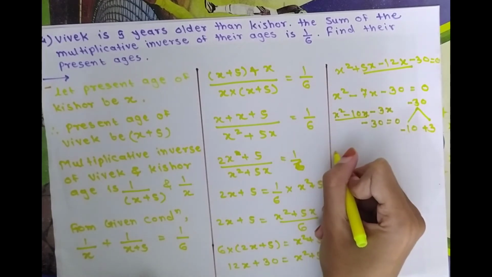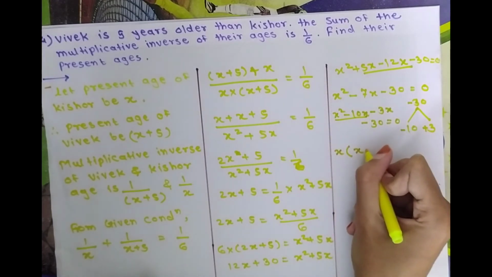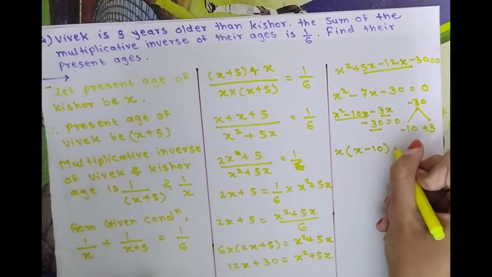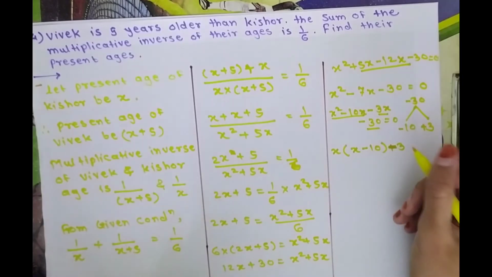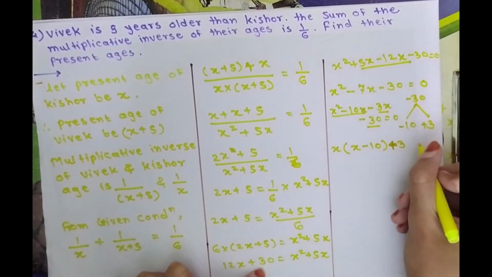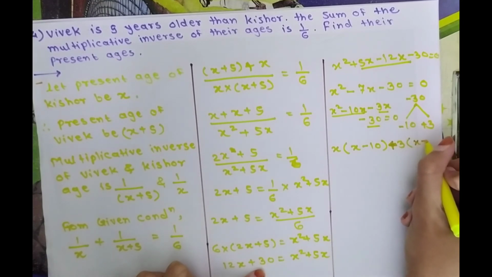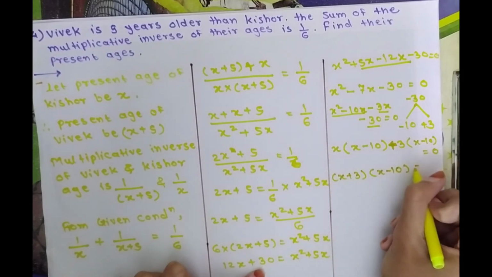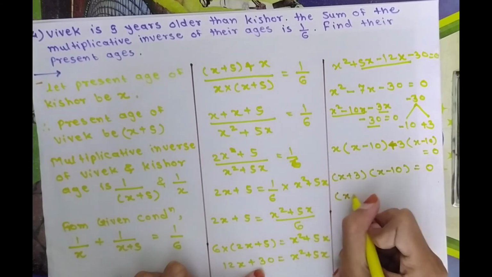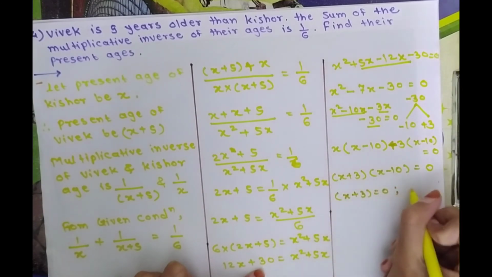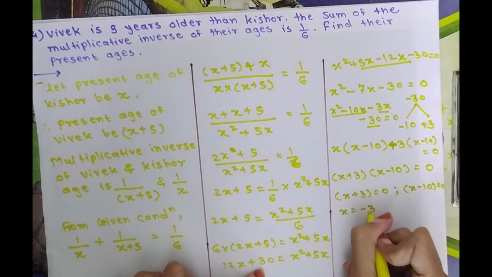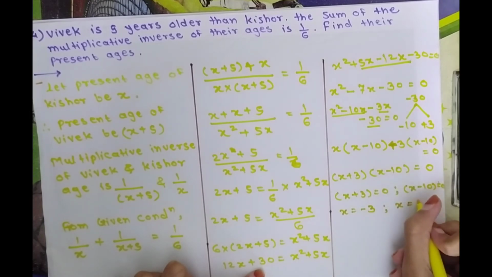From these two what common is? x is common and x minus 10. And from these two 3 is common. Plus 3 is common. Then x minus 10 is equal to 0. So x plus 3 and x minus 10 is equal to 0. Therefore, x plus 3 is equal to 0 and x minus 10 is equal to 0. So, x is equal to minus 3 and x is equal to plus 10.